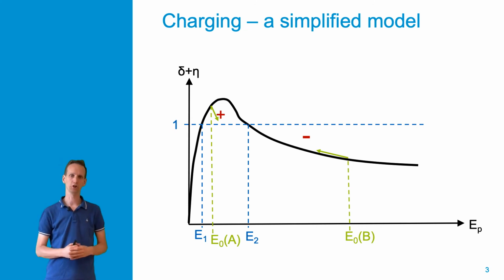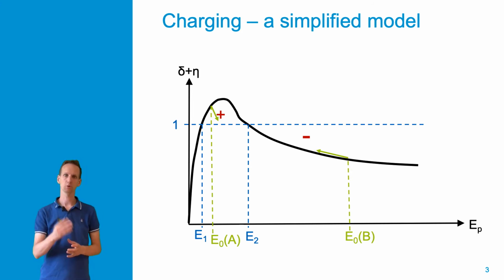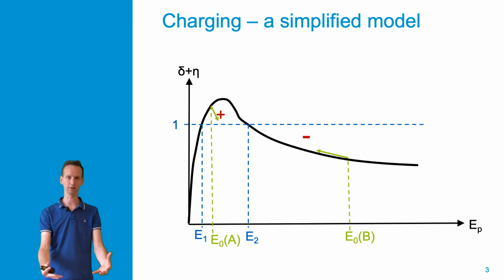Now let's look at the other situation, where we have a primary electron landing energy larger than E2, indicated by the point B. So in this case, we see that the total electron yield is lower than 1, so the system would show a buildup of negative charge.